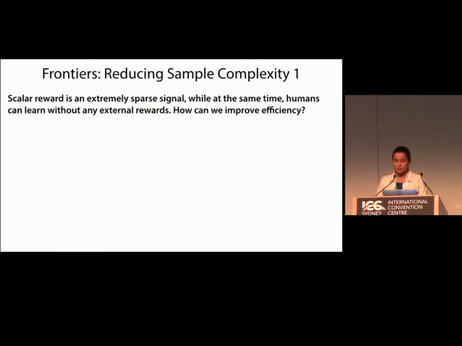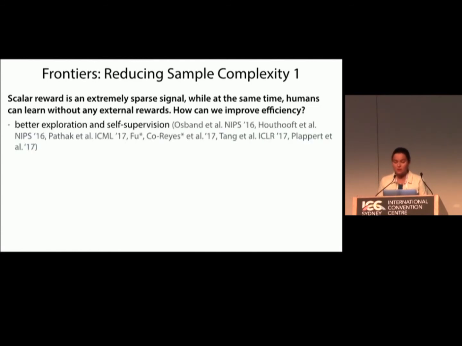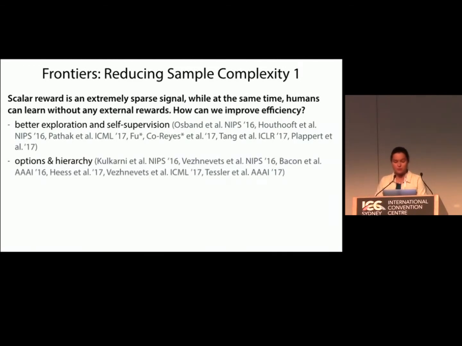Okay, so first, reducing sample complexity. A scalar reward function is a very sparse signal, while at the same time, humans can learn without any external reward function. A human can solve Atari games without looking at the reward function. So how can we improve efficiency? A number of papers have looked at improving exploration and self-supervision by adding objectives to increase things like the intrinsic curiosity of the agent, and here are some recent papers on that. People have also looked at options and hierarchy to try to learn higher-level actions and higher levels of abstraction for solving these sorts of problems.